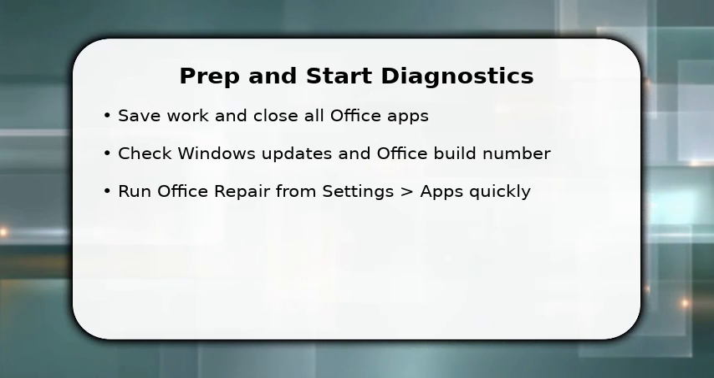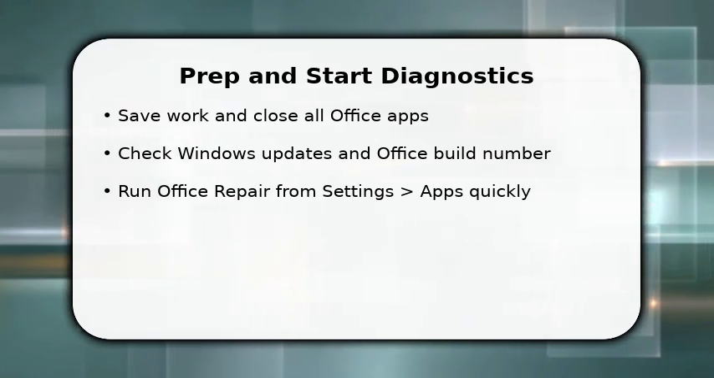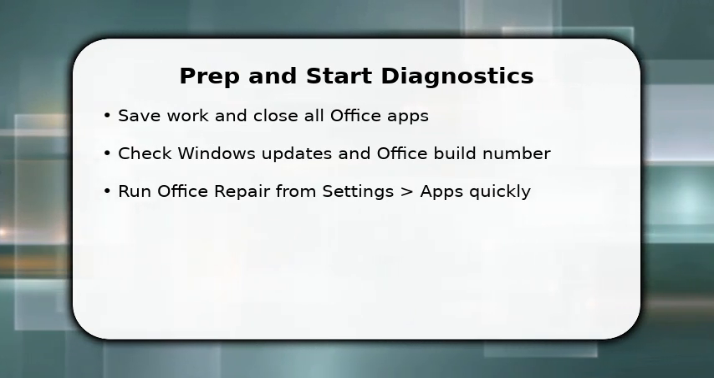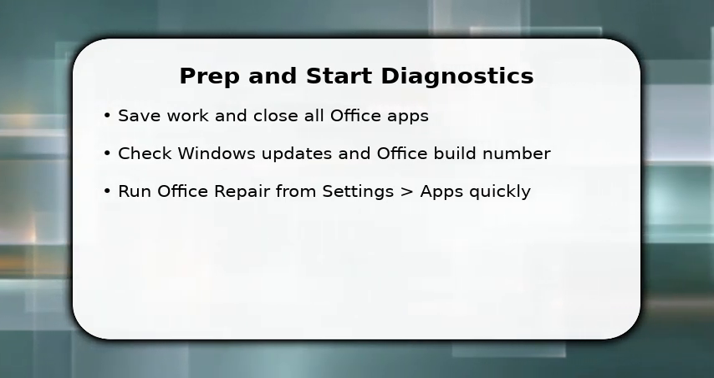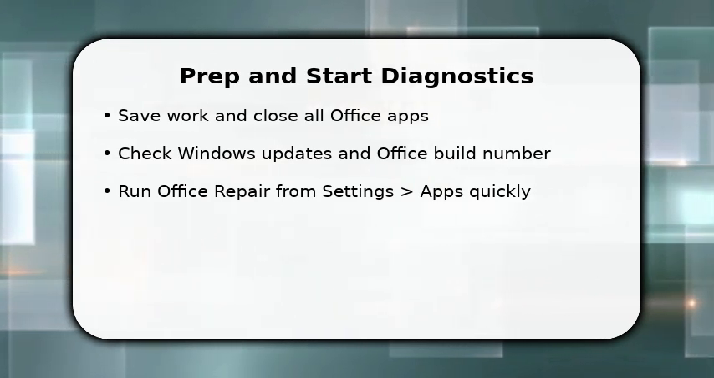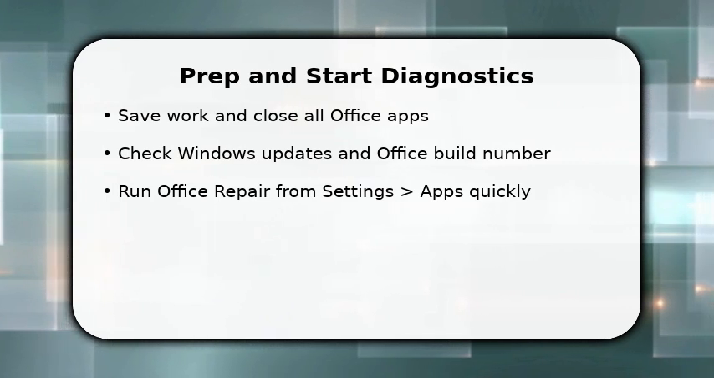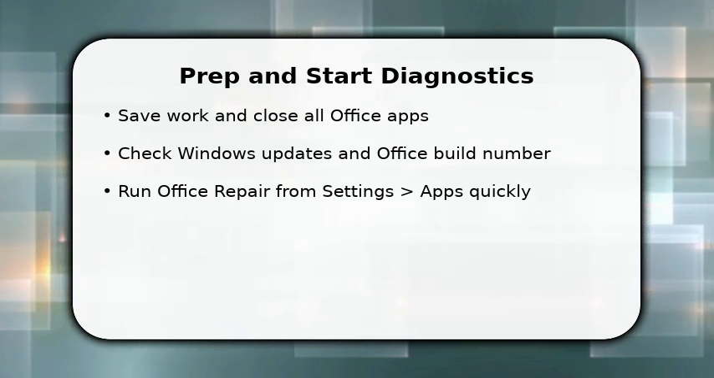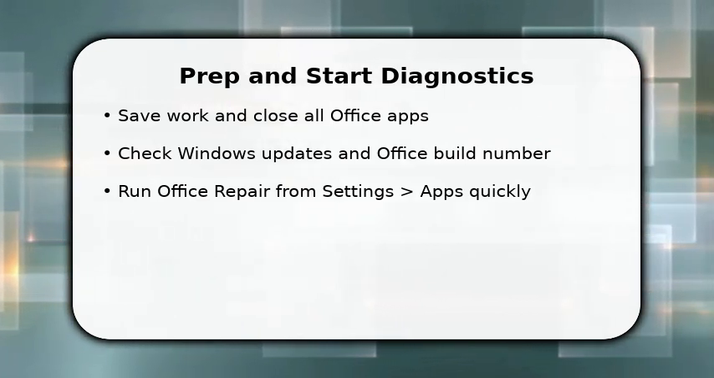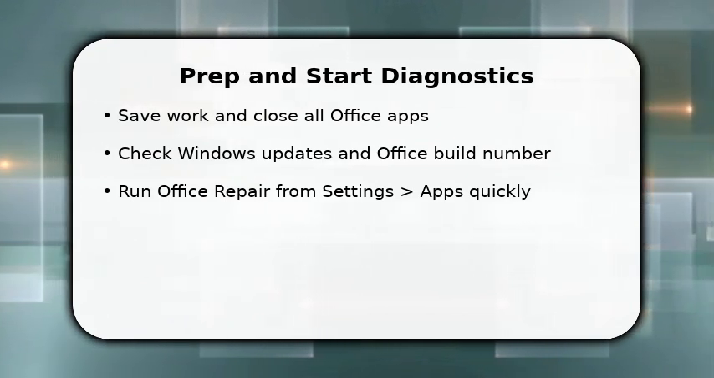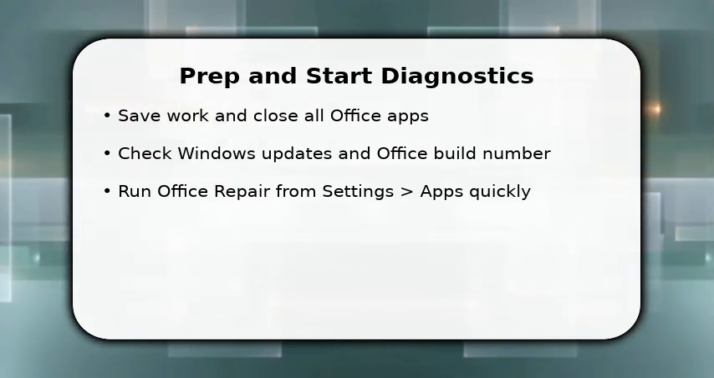You begin by saving your files and closing all Office applications to avoid data loss. This also frees resources. Next, check Windows Update and your Office build so you know whether a patch is missing. Then, open Settings, go to Apps, find Microsoft Office, and run the quick repair. This fixes common corrupt files without reinstalling. Once done, restart your machine to apply changes and verify whether the original issue persists before proceeding to deeper steps.